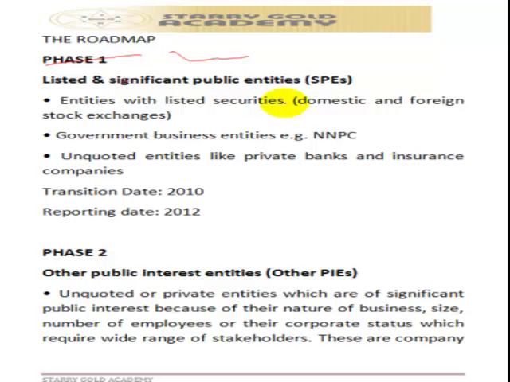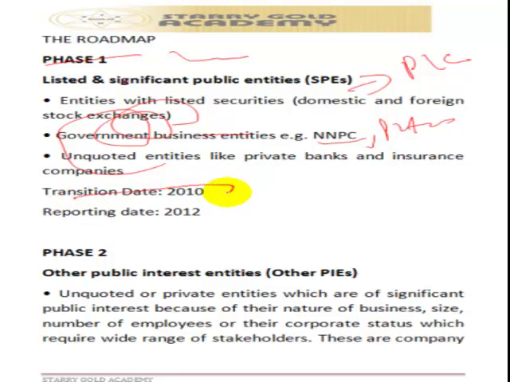These are the entities whose shares are quoted on the stock exchange, e.g. PLC and all those companies, including insurance companies, which are quoted on the stock exchange. They are under phase 1. Government business entities like NNPC and PHCN are under phase 1. Unquoted entities like private banks and insurance companies are also under phase 1. For this phase 1, their transition date is 2012.